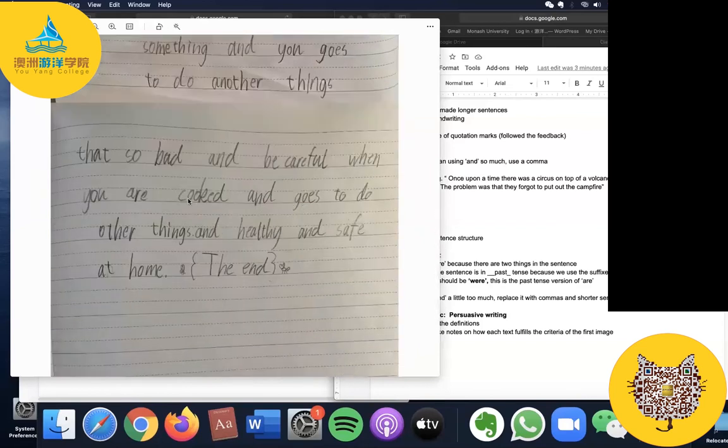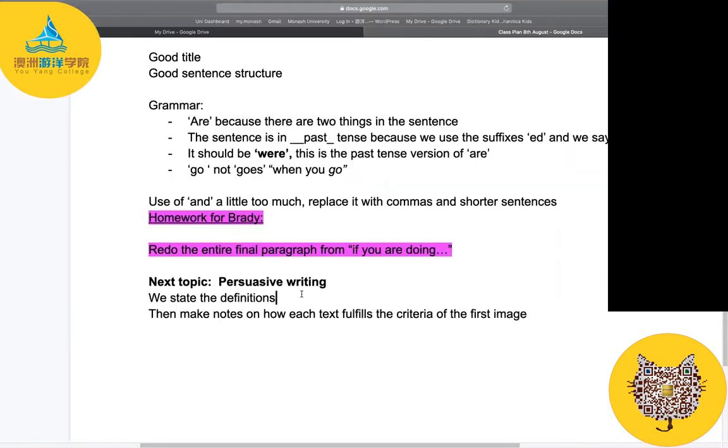Okay, let's see how you ended. Be careful. We have a new topic. It's called persuasive writing.